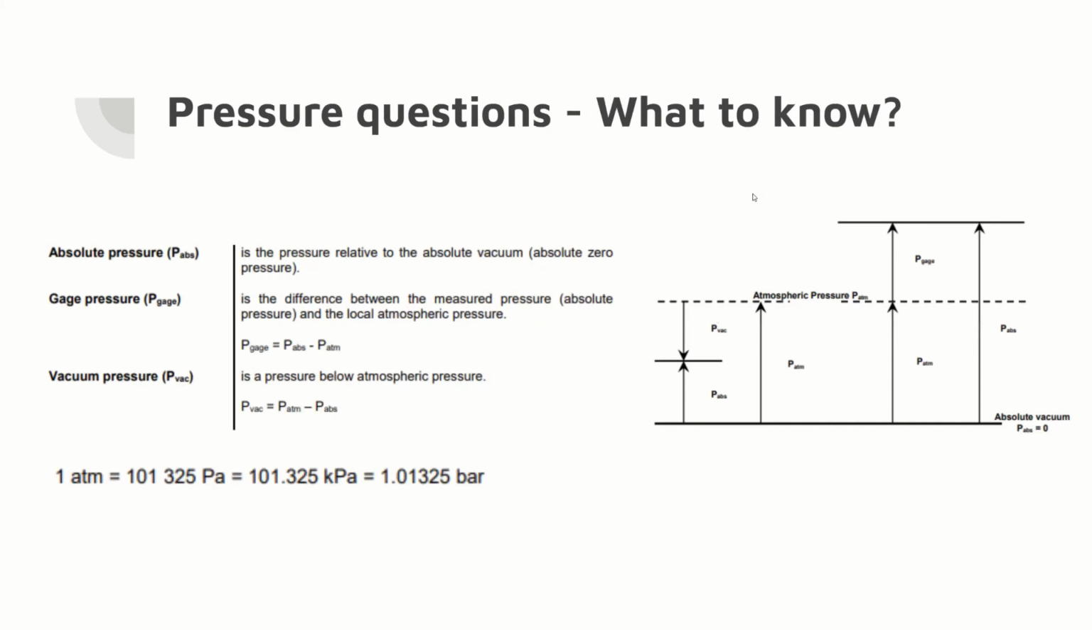Pressure questions. You definitely won't be getting pressure questions for the final, but what's important to remember is the difference between absolute pressure and gauge pressure. Gauge pressure is the difference between absolute pressure and atmospheric pressure. Absolute pressure is your pressure relative to vacuum pressure, so zero pressure. So let's take, for example, a car tire that has a gauge pressure of 100 kilopascal. So that's with reference to the atmospheric pressure.